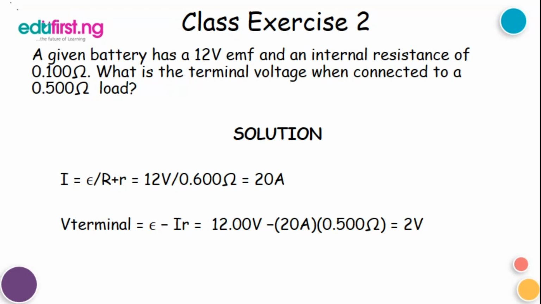Now using the value of current to find the terminal voltage. Terminal voltage is E minus Ir. That is 12 volts minus 20 multiplied by 0.1. That is 12 minus 2, which is 10 volts.